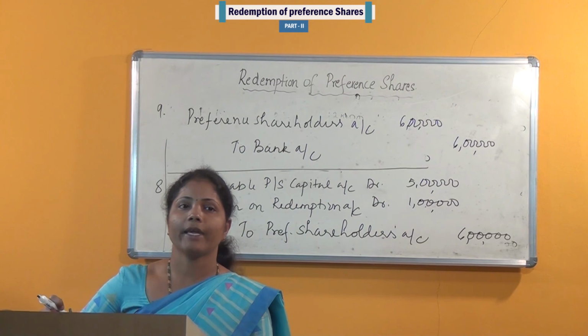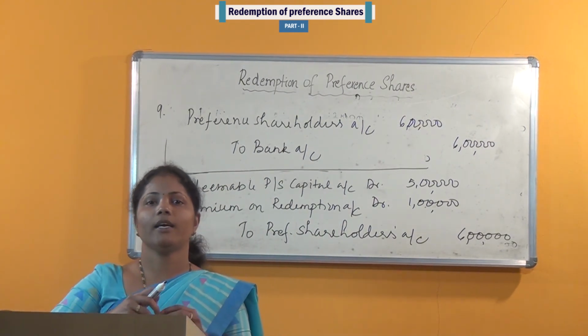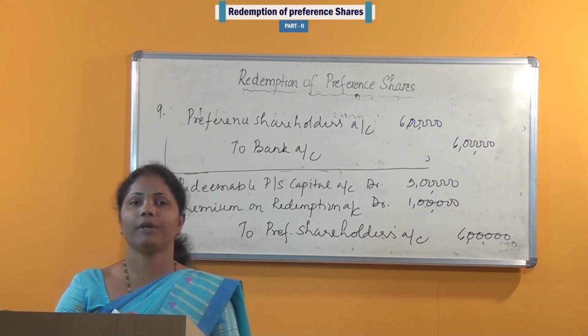In this way, we can pass all the accounting entries in the books of accounts of a company for redemption of preference share capital.